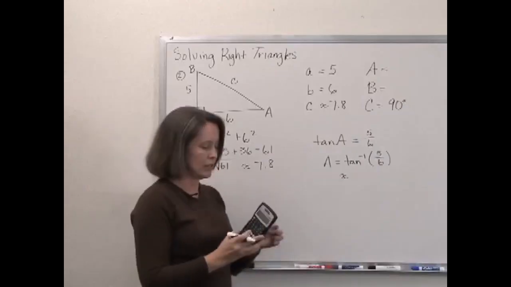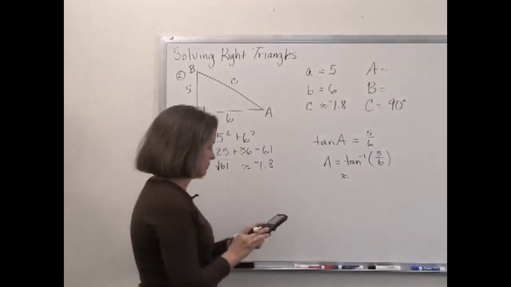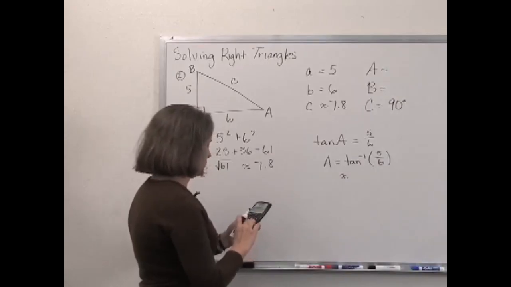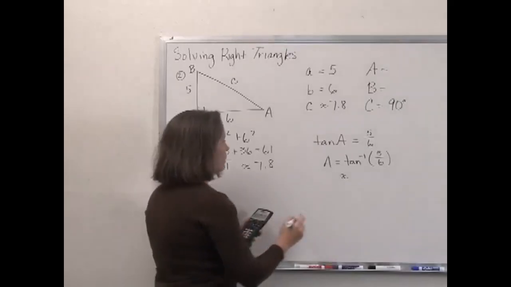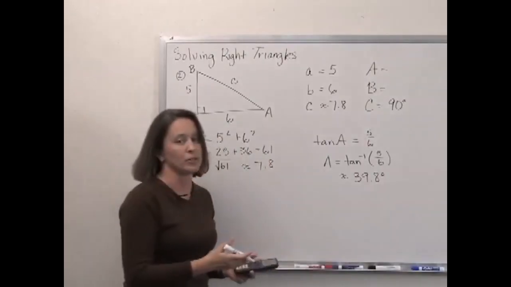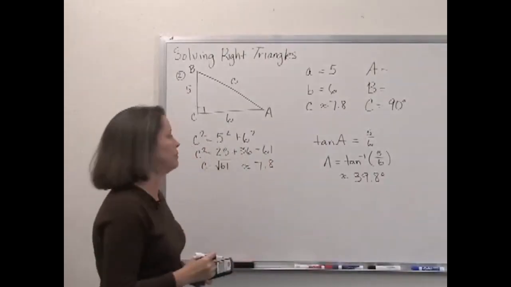The inverse tangent is usually that second function on your tangent button. This is about 39.8 degrees. Do make sure your calculator is in degree mode for that one. Okay.